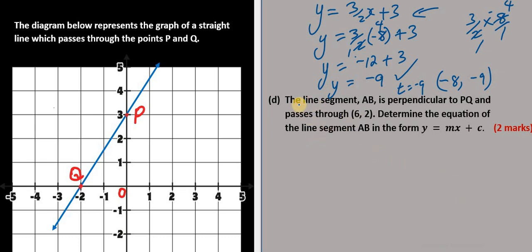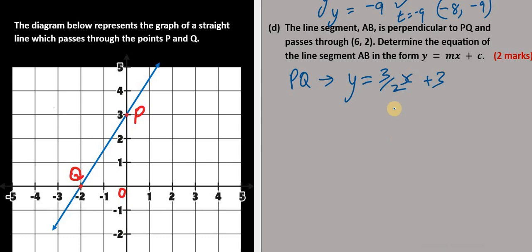It says here, the line segment AB is perpendicular to PQ. So we know the line segment AB has equation y equals 3/2 x plus 3, right? Well, not AB, my bad. Let's correct that. We know the line segment PQ has this equation, not AB. We just have to double check this. It's actually line segment PQ.